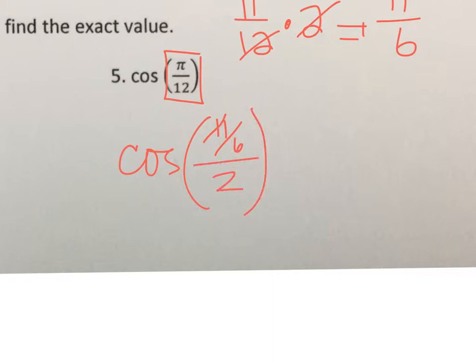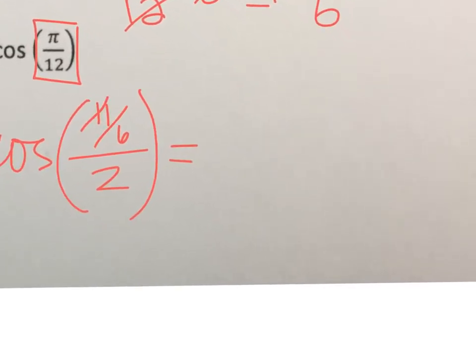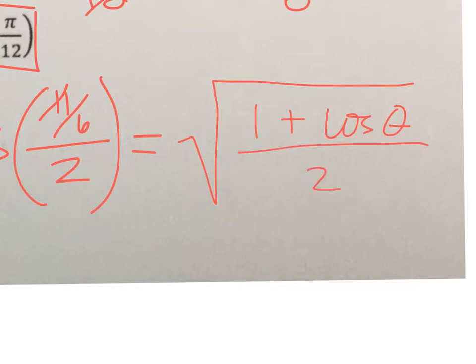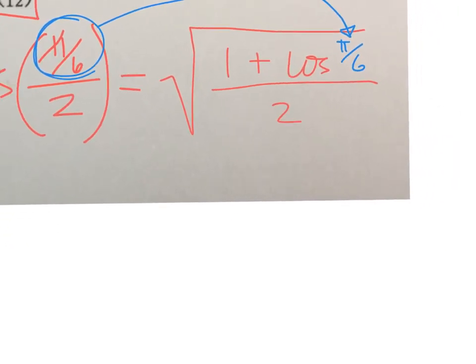When I plug it into my formula, pi over 6 is going to be the angle that I am using, because that is a unit circle angle and pi over 12 is not. So the cosine formula says take the square root of 1 plus the cosine of that angle, over 2. And this angle happens to be pi over 6. So we replace this top angle into our cosine formula right there. It's positive because pi over 12 is a first quadrant angle, so it's going to be a positive answer.